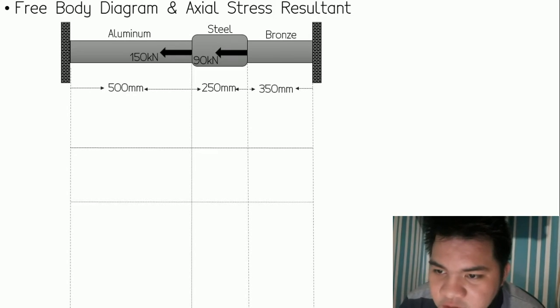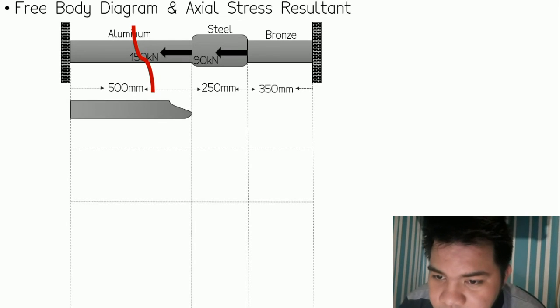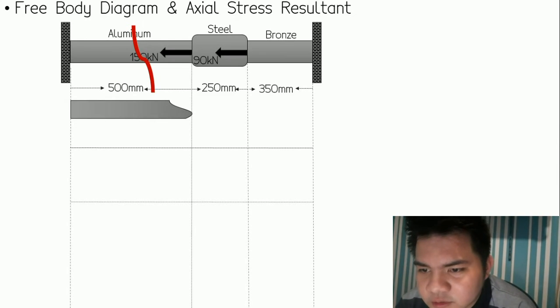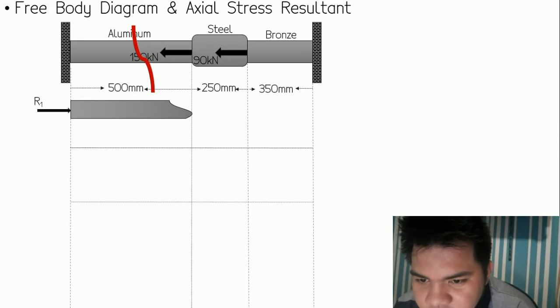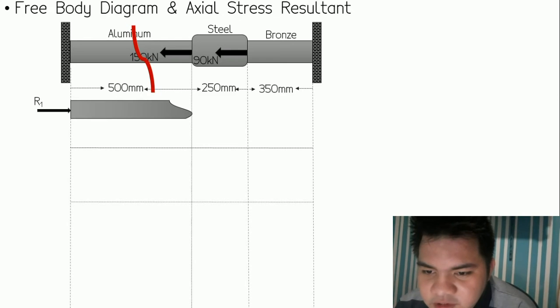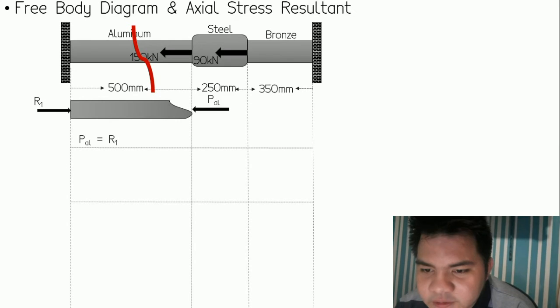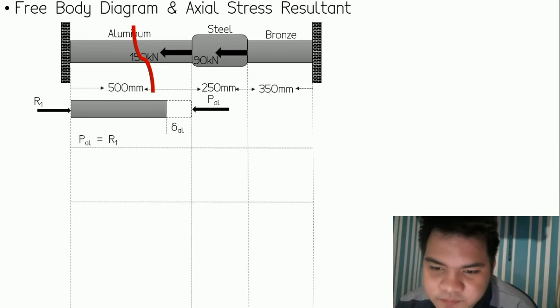So if we cut this part of the aluminum, we can determine the inner force acting on it. Since the force from the wall is against the bar, we put this R1 here to represent the force on the wall. Now, to make this section in equilibrium, we put the inner force here in this direction, so the force of aluminum is equal to R1. Since the aluminum is experiencing compressive force, it will shorten by this much.